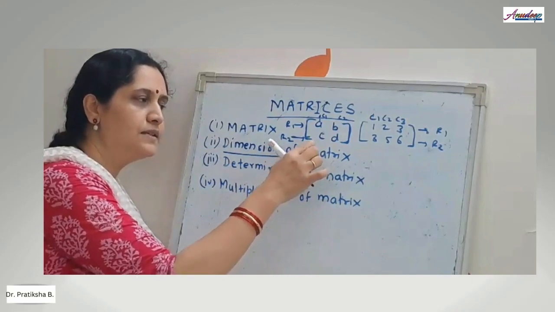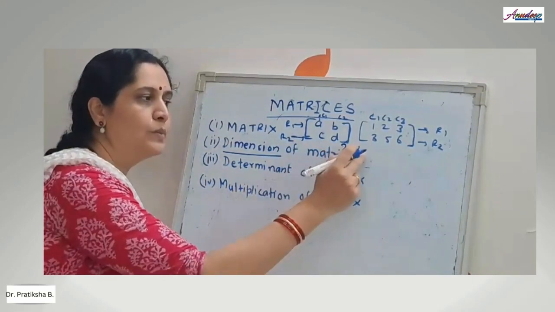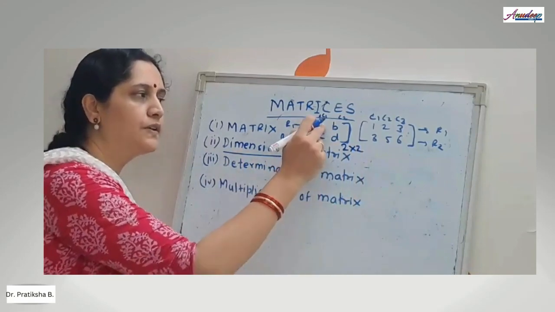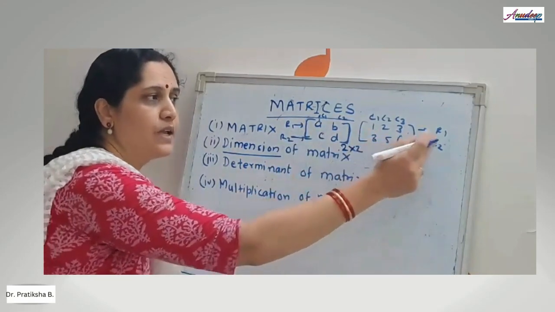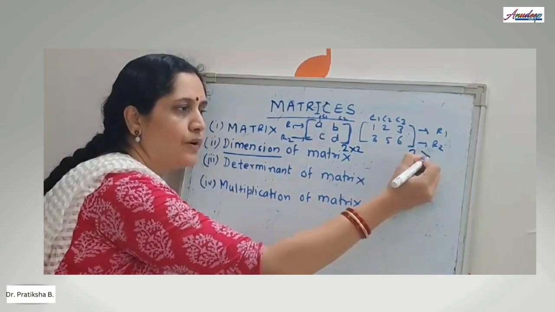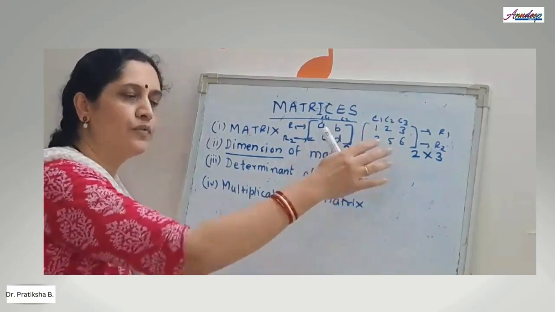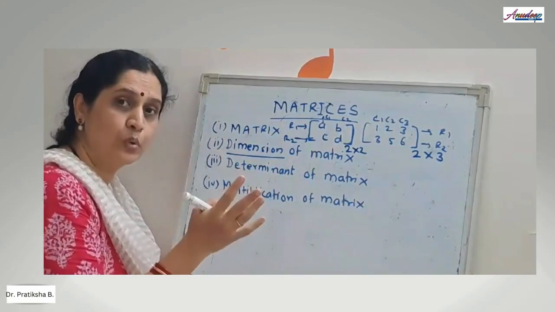As you can guess, in the first case there are 2 rows and 2 columns, so 2 by 2 is the dimension of the first matrix. In the second matrix we have 2 rows and 3 columns. We always write the row number first followed by the column number, so 2 by 3 is the dimension of the second matrix. This is how you know.